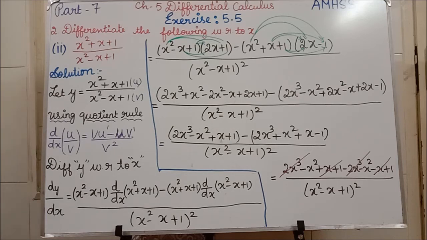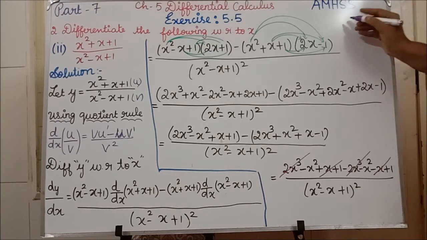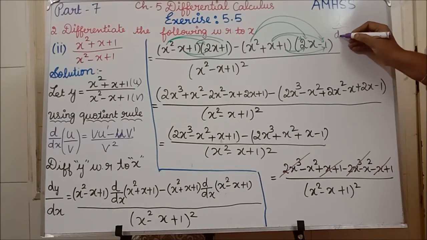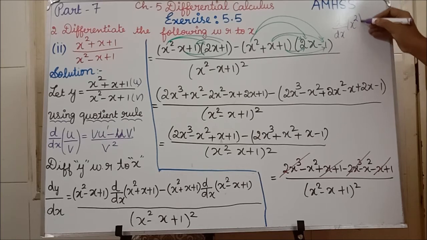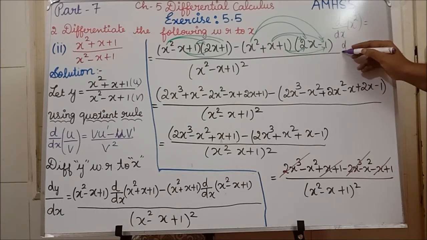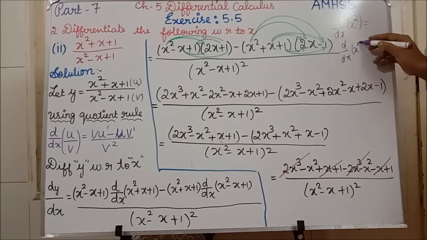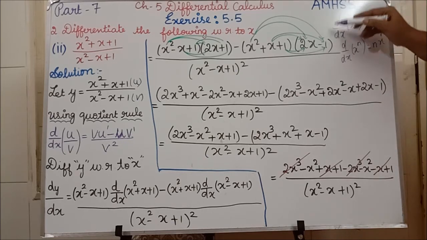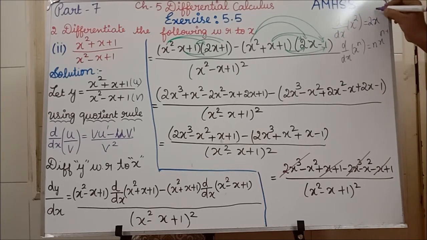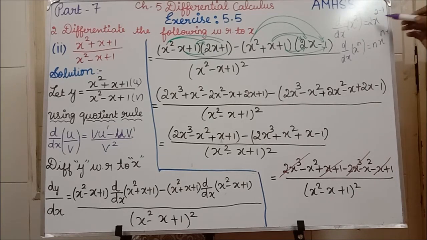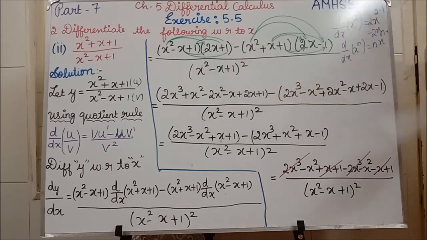The next step then, what we are having? d by dx of x square we are having. So d by dx of x square, if you differentiate, what we will get? According to the formula, what is the formula? d by dx of x power n is equal to what? n into x power n minus 1. So this 2 will come to the front. So 2 into x power 2 minus 1. So 2 into x, 2 minus 1 is 1. So you will get 2x only, no? That is why I have written 2x.